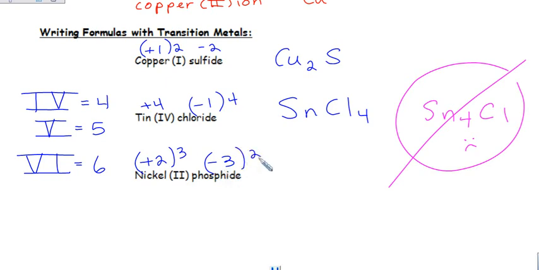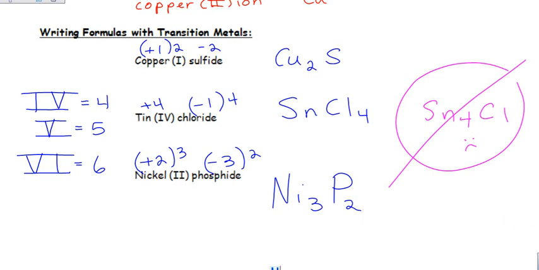Then we have 6 electrons donated from the nickel, and we can take 6 electrons with 2 phosphorus. These multipliers then are my subscripts. Nickel, I need 3. Phosphorus, I need 2. There are never negative ions that can have multiple charges. So you only have to worry about these transition metals that have a Roman numeral to tell you the charge. Piece of cake.